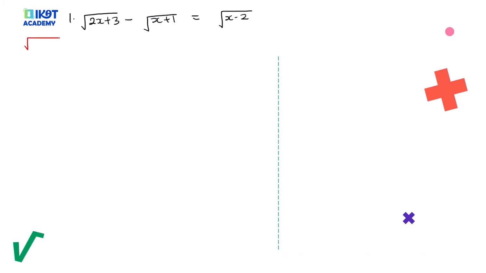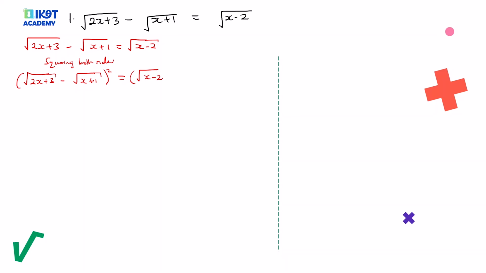This is root of 2x plus 3 minus root of x plus 1 is equals to root of x minus 2. So we are going to start by squaring both sides. So we're going to square both sides. So we're going to square this, it is 2x plus 3 minus x plus 1. Then this, so we square this, we're also going to square root of x minus 2.